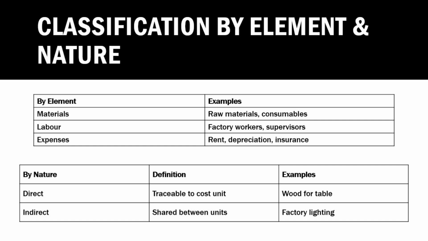Second, by nature. Here we classify each cost as either direct or indirect. A direct cost is traceable to a single unit or job. Example, wood used to make a single table. You know exactly how much wood went into that table. An indirect cost is shared across multiple units, and you can't reasonably trace it to a single unit. Example, factory lighting. You can't say how many pounds of lighting cost went into one table, so you allocate it. This direct versus indirect split becomes the basis for absorption costing, overhead allocation, job costing, and also for responsibility.